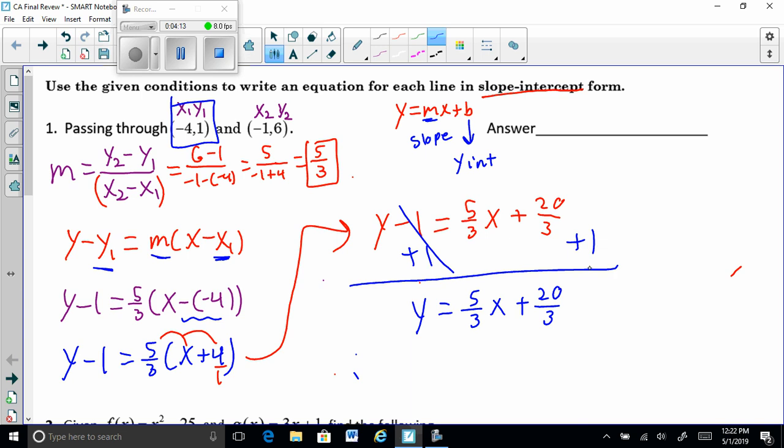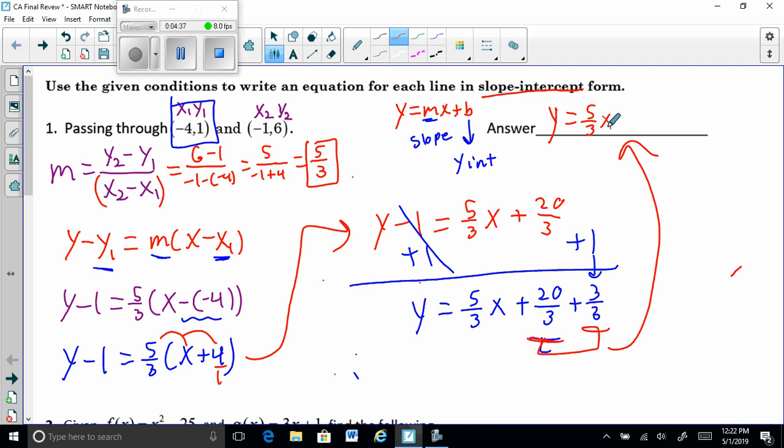And then that 1, I'm going to change that 1 into a 3 over 3. It's the same thing as 1, but now I have a common denominator so that I can go ahead and add those two fractions together. Okay, and so when I add that together, I'm going to go ahead and put my answer in the blank. I'm going to get y equals 5/3 x plus 23 over 3.